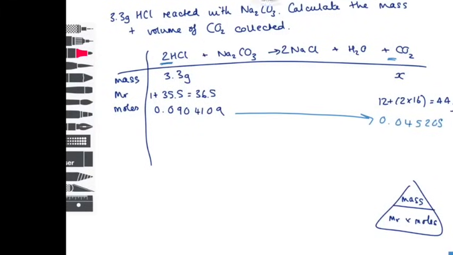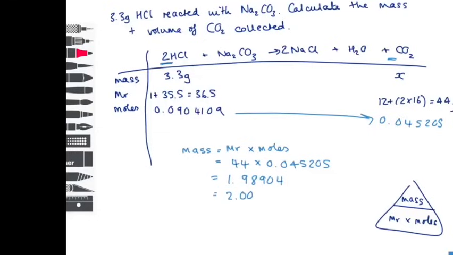And now we're ready to work out the unknown mass of carbon dioxide, which is mass equals MR times moles. We've already calculated the MR, which is 44. Moles is 0.045205. And that is 1.99 grams to 3 significant figures.